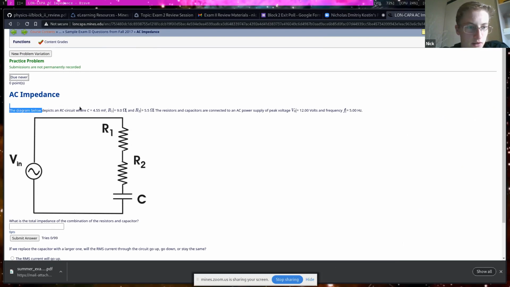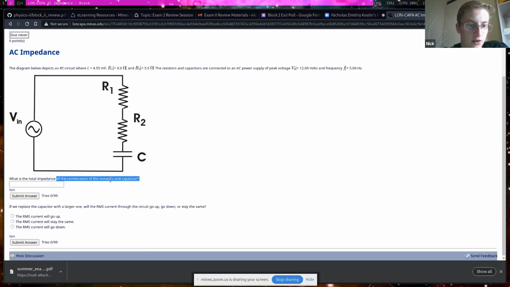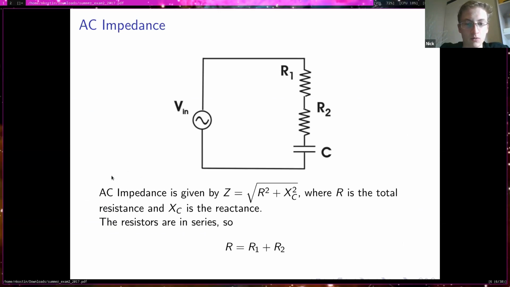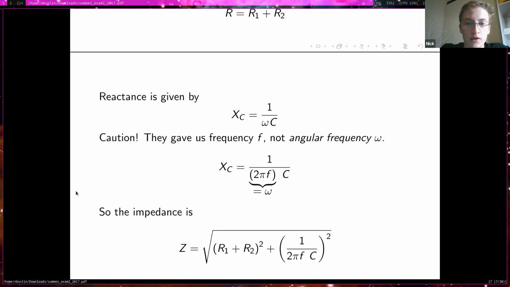The diagram below depicts an RC circuit where C equals that, R1 equals that, and R2 equals that. The resistors and capacitor are connected to an AC power supply with a peak voltage of 12 volts and a frequency of 5 hertz. What is the total impedance of the combination of the resistor and the capacitor? Well, we know the AC impedance, that's on our equation sheet: Z is equal to the square root of R squared plus X squared, where R is the total resistance and X is the reactance. The resistors are in series, so all I have to do there is add them, R1 plus R2. And for reactance, that's just 1 over omega C.